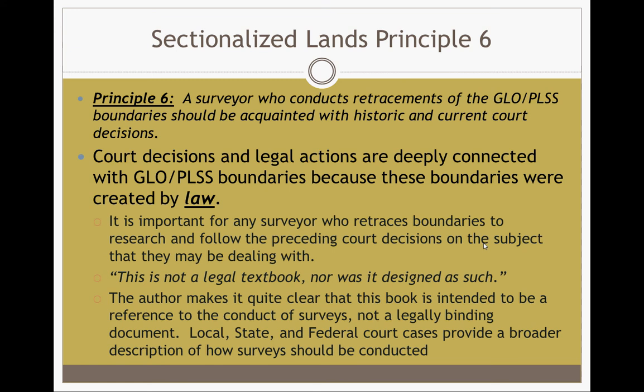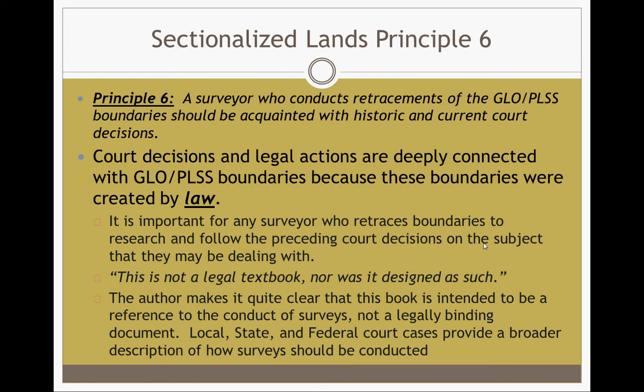Now, I remind you out of your book, this is not a legal textbook. Your book says this, nor was it designed as such. It's just a guide, okay? The author makes it quite clear that this book is not intended to be used as a law book, but rather as a reference to the conduct of surveys. It's not legally binding. Local, state, and federal court cases are what you go to if you're looking for legal issues. So let's say that I'm dealing with, and we've used this term before, eminent domain in Mississippi. Well, I want to go to the Mississippi Code, and then I want to look for court cases in Mississippi that deal with eminent domain.